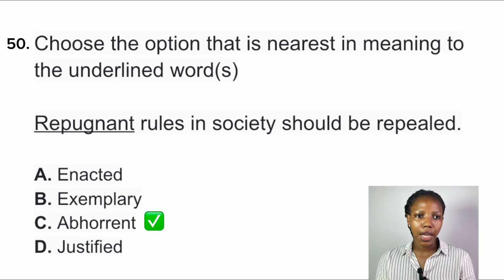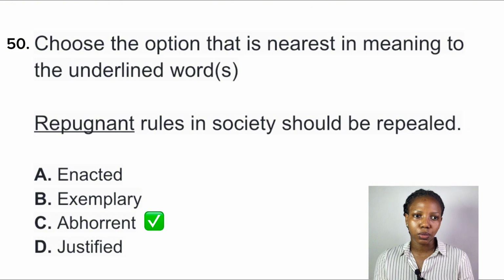So option A, we have enacted. Enacted is a neutral word. We can't really tell if it's a positive or a negative word. Exemplary is a positive word. Abhorrent is a negative word. Justified is a positive word. So, nearest in meaning to the underlined word, we are looking for a negative word. That makes option C the final answer to this question.